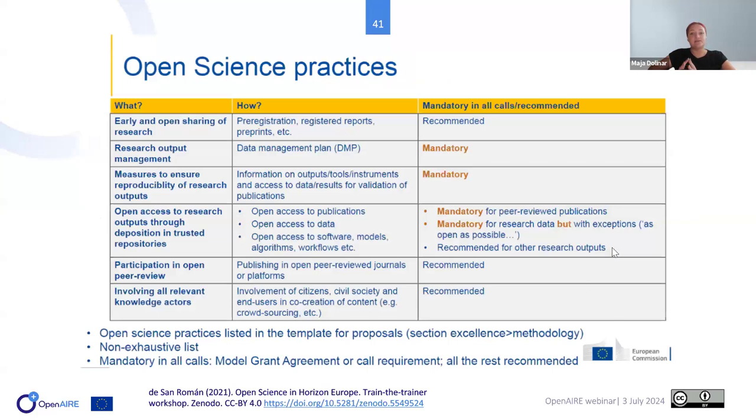So here is a list of open science practices together with their mandatory or recommended positions in the calls. So if you include citizen science, for instance, that will be a positive evaluation. But if you decide not to include it, it will not have a negative impact.